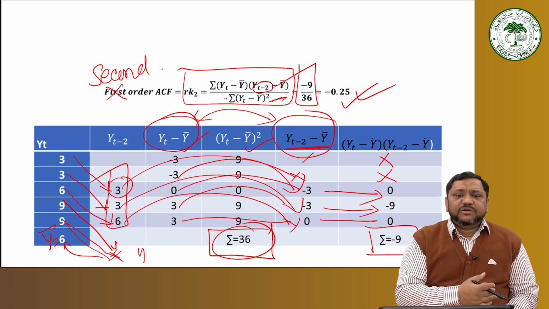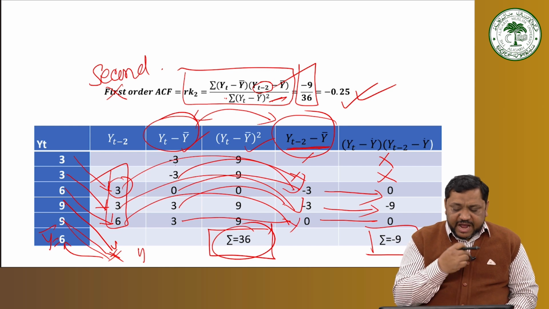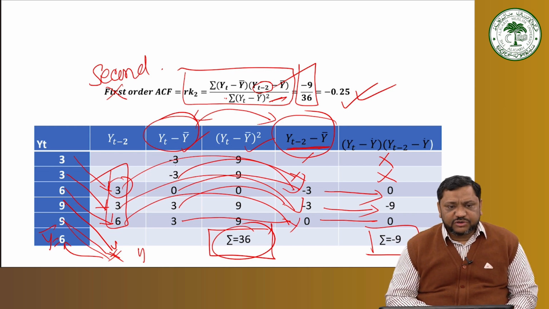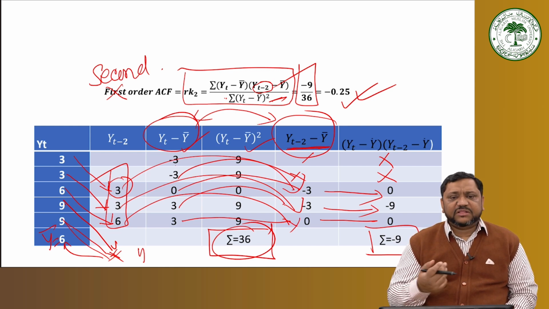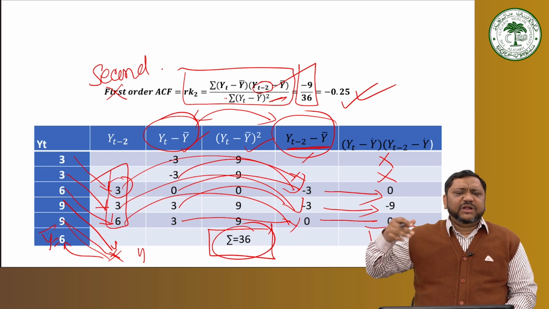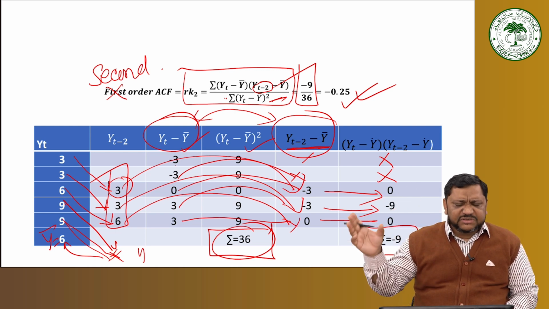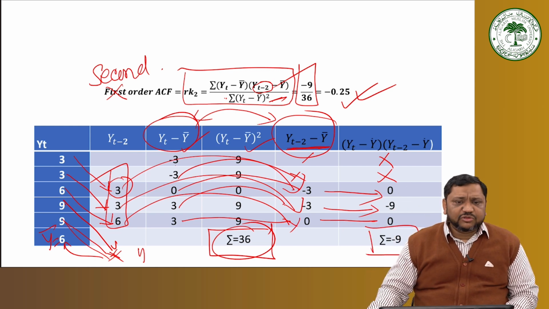So we have done the calculation of the autocorrelation function at the first order and the second order, and subsequently you can go on calculating. It depends upon the length of your series.